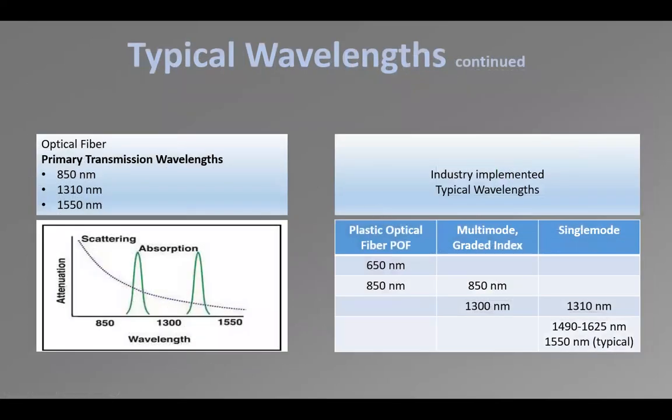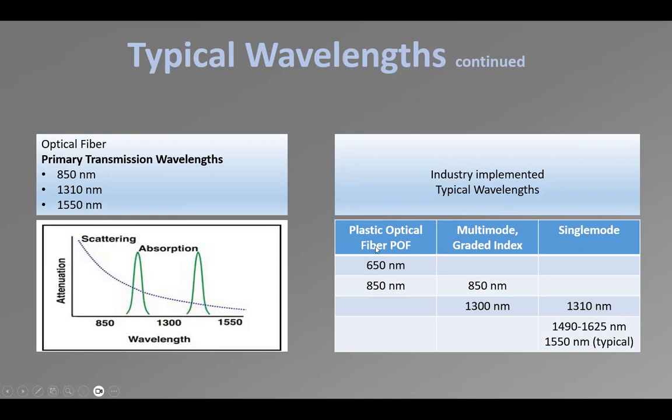And optical fiber primary transmission wavelengths are 850, 1310, 1550, for the most part. There are some companies that are using slightly different frequencies. Okay. And here is the scattering versus absorption, with the typical wavelengths implemented in industry.